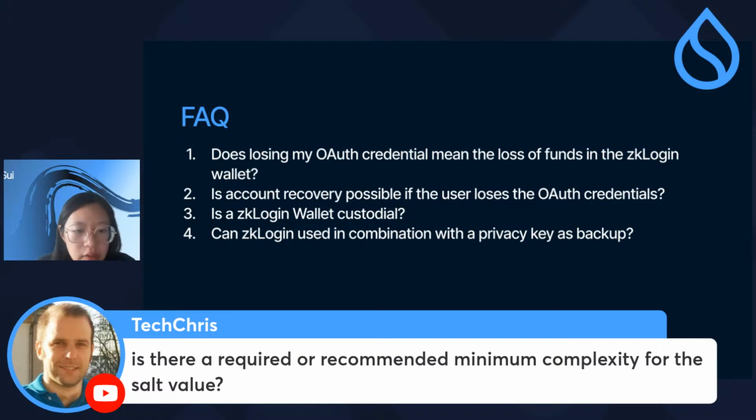Is there a required or recommended minimum complexity for the salt value? That's a good question. It doesn't. We don't have a particular requirement. It's just something that the user needs to remember. You can think of this as a password. If it's very easy to guess, like 1, 2, 3, 4, 5, then people can figure out the salt value and figure out what your address is corresponding to your Google ID. So we recommend something like 32 bytes for the salt value entropy.